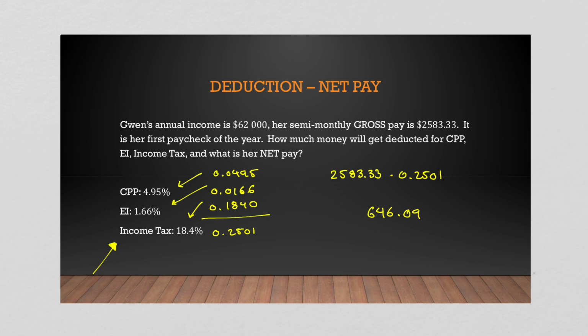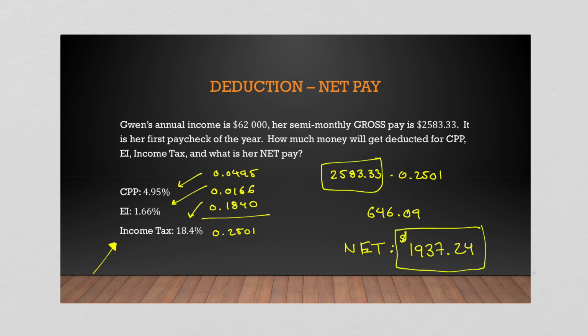And then you take her gross wage, her $2,583.33, and you subtract that amount, and you get her net pay or her take-home pay, which is $1,937.24. So yes, that is what your paycheck says, but that is what you actually get. I mean, it says that on your paycheck too, but that'll be after deductions.